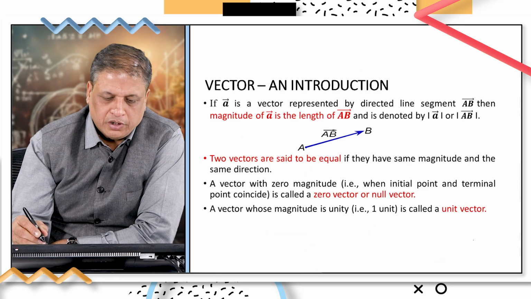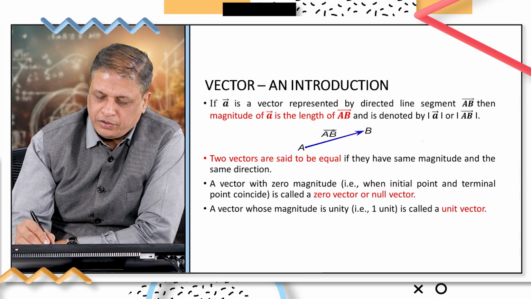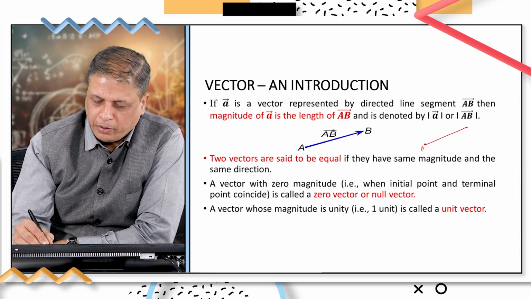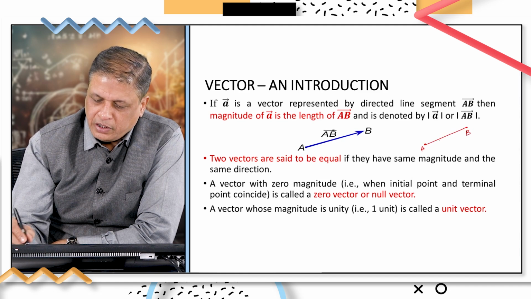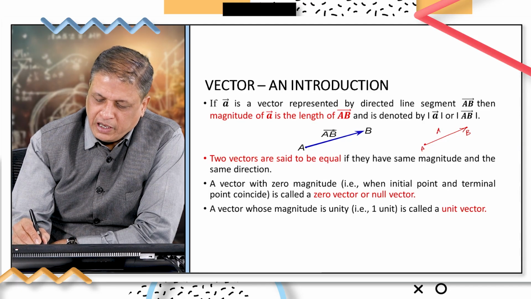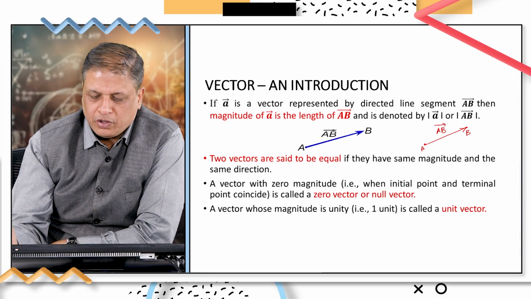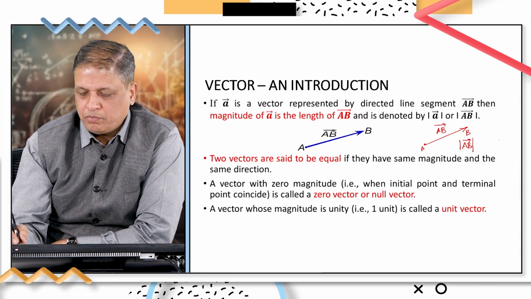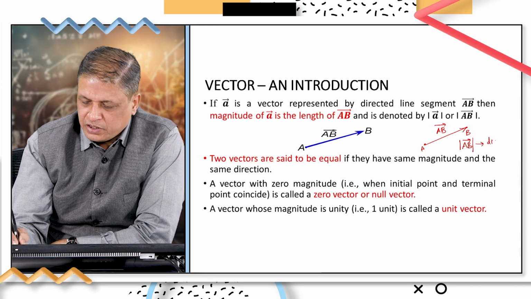So if there are 2 points, point A and point B, and the direction of the vector is from point A to point B, then vector AB will be represented in this format. And say the magnitude of this vector is this, that is the distance. Magnitude represents the distance.